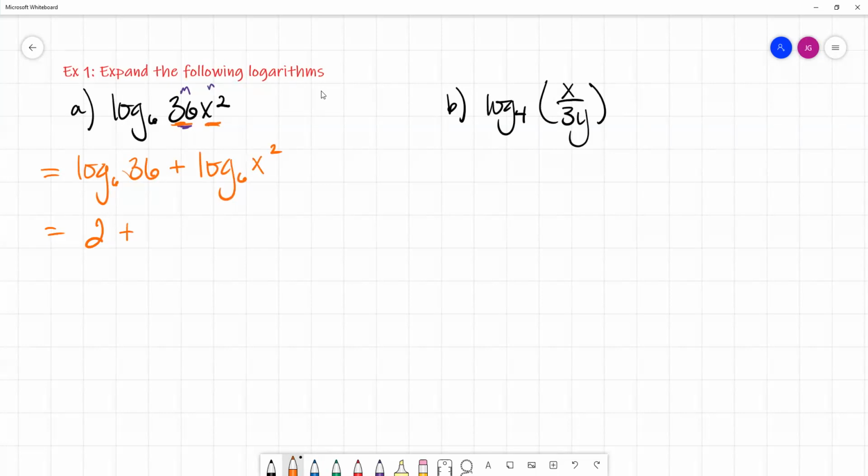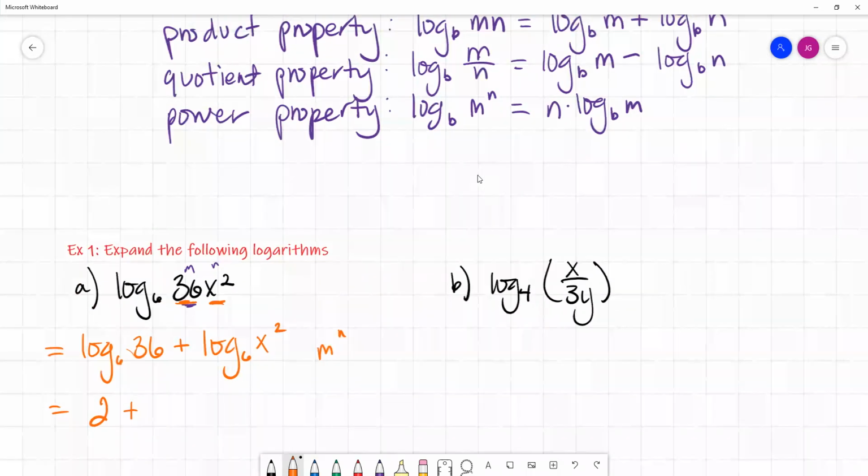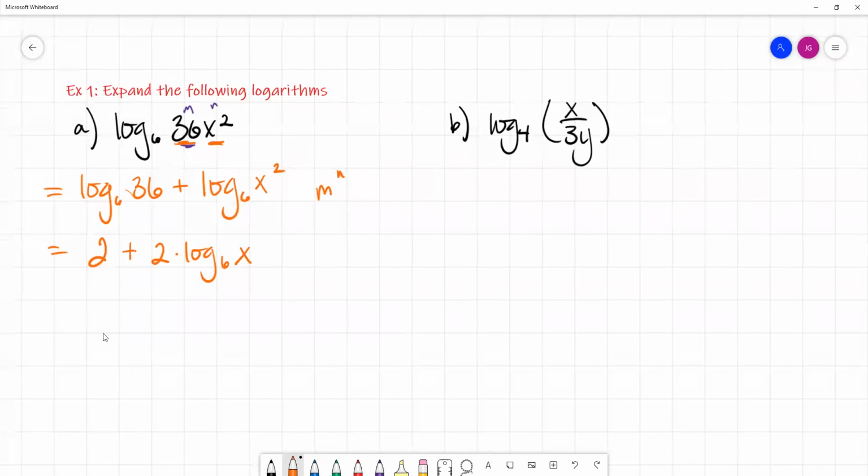Notice that I have an m to the n situation here. So what can I do? Using this property up here, I can bring the power property. I can bring the n down to the front. In this case, I can bring the 2 down to the front. So this becomes 2 plus 2 times log base 6 of x.